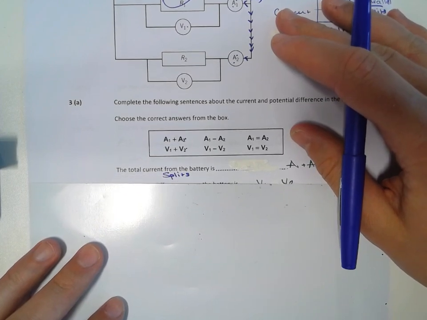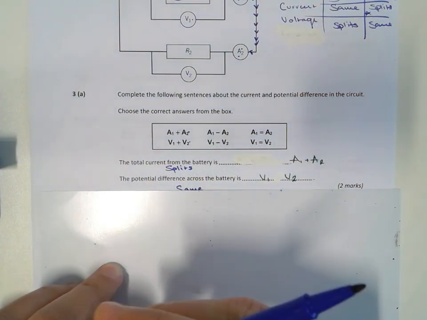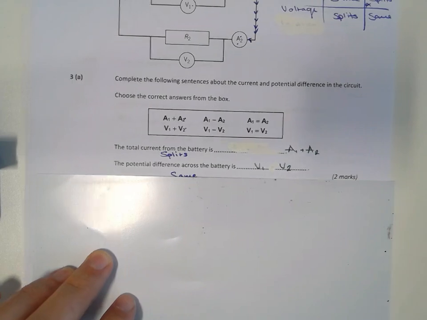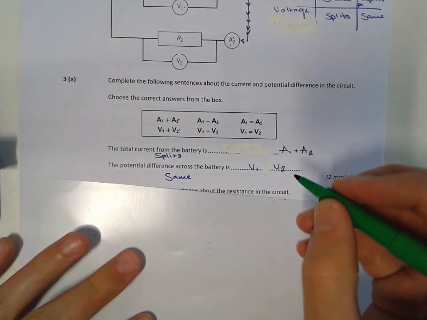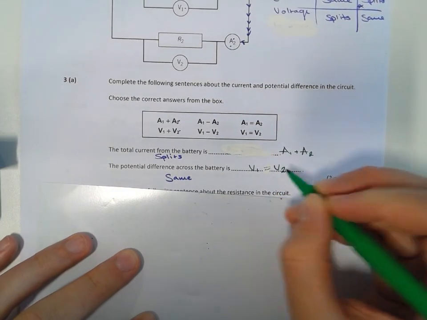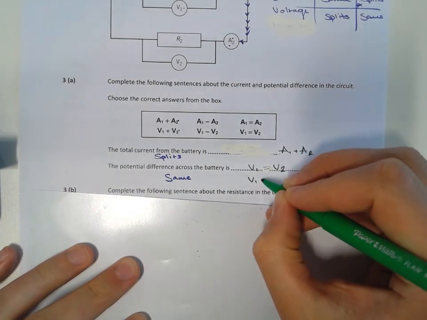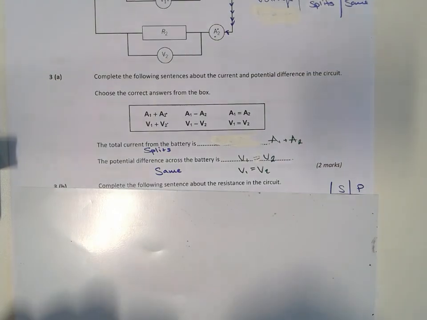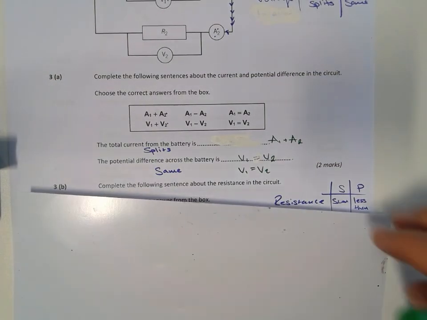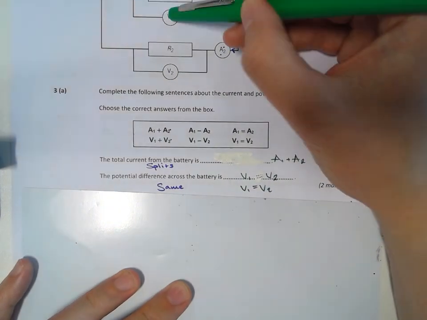Okay, so the next one is, and I just need to add something because I Tipp-Exed it out and then forgot to write it back in, is an equals sign. There's an equal sign in there. It's V1 equals V2. The potential difference across the battery is going to be the same as V1 and V2.